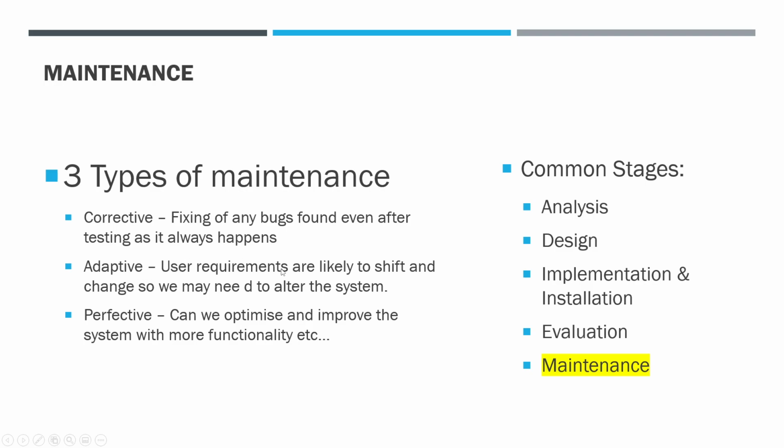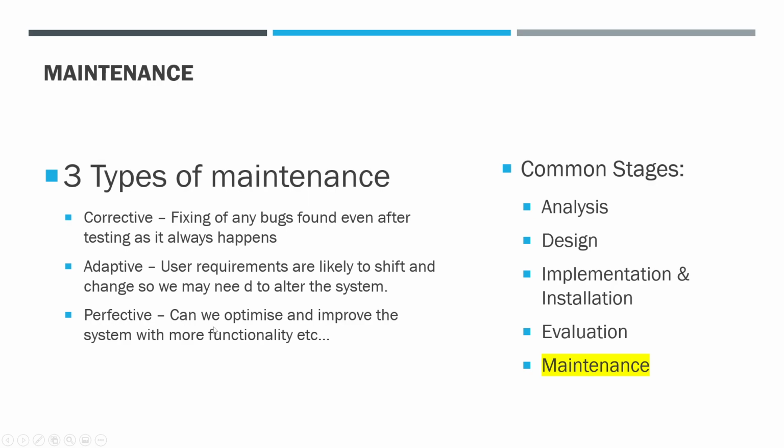Adaptive, which is where the user requirements are likely to shift and change, so we need to add or alter things. They're going to say, oh, we want this to do it now, we want that to do it now. Very common. If you're doing this in the real world, you may have a contract and they have to pay you a certain amount of money to do these things, but it depends on the contract, so don't get too caught up on what I just said, because you're not worried about the contract part of it. And the last is perfective, so you're just trying to make it better.